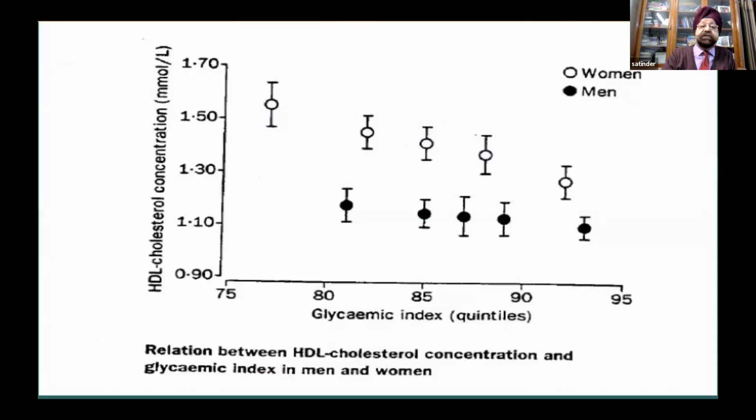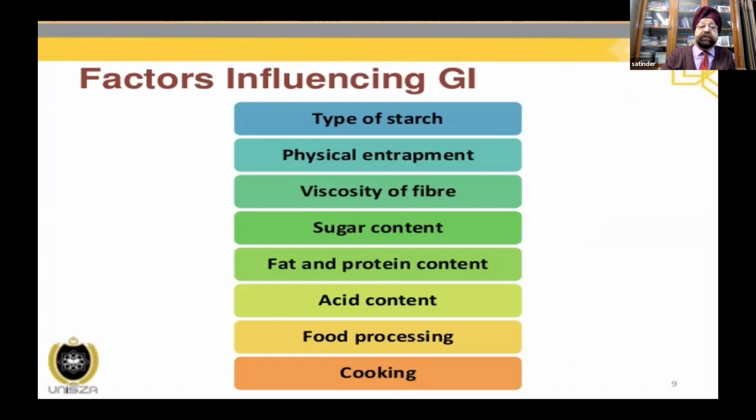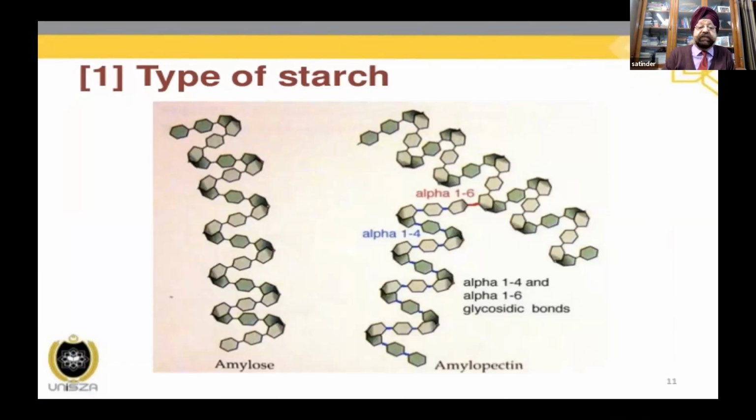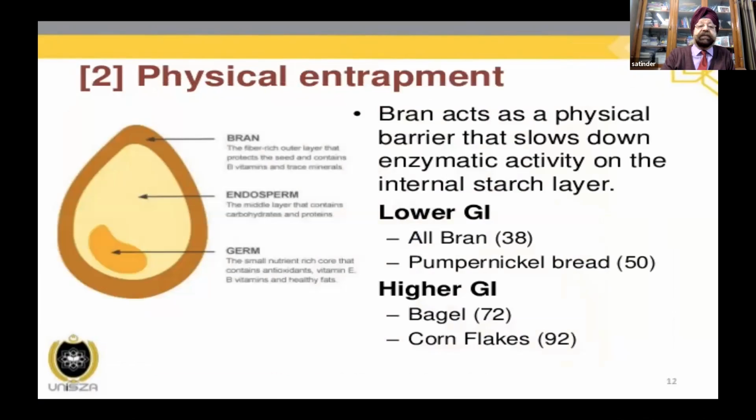Type of starch. The amylose-bearing starch has a low GI, amylopectin having a higher GI. Kidney beans are an example of amylose-carrying, and amylopectin-carrying is russet potato, and there's a difference. So the quality, how the starch is, what the constituents are, makes a difference. And this is the chemical structure of amylose and amylopectin, and that makes this.